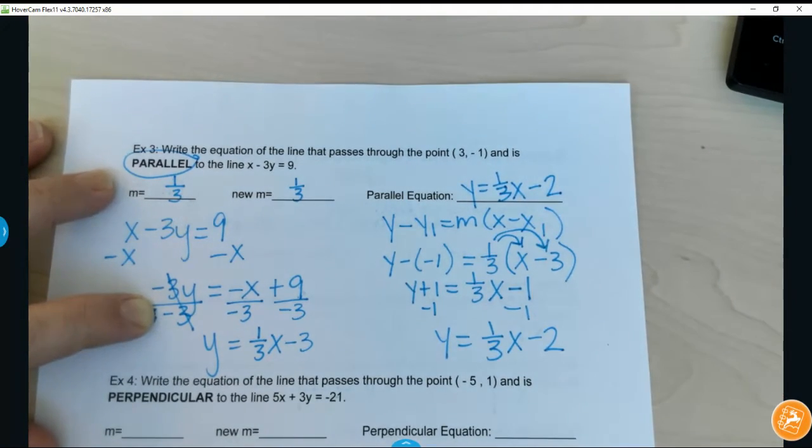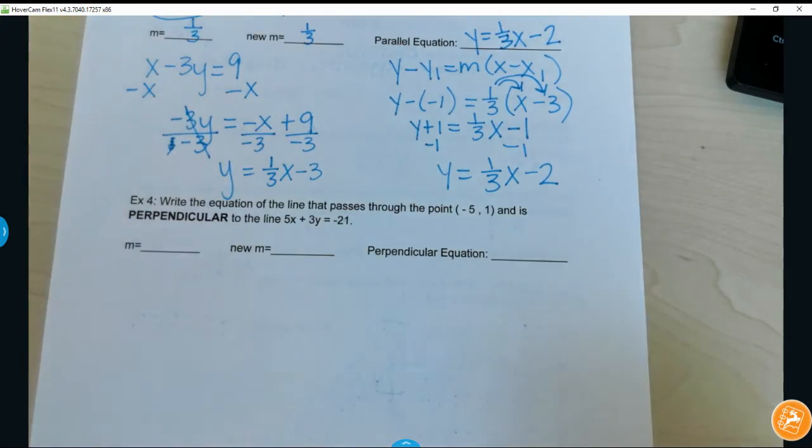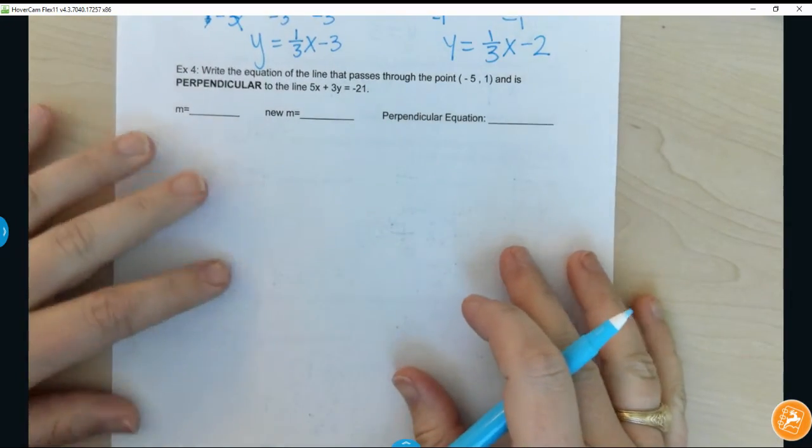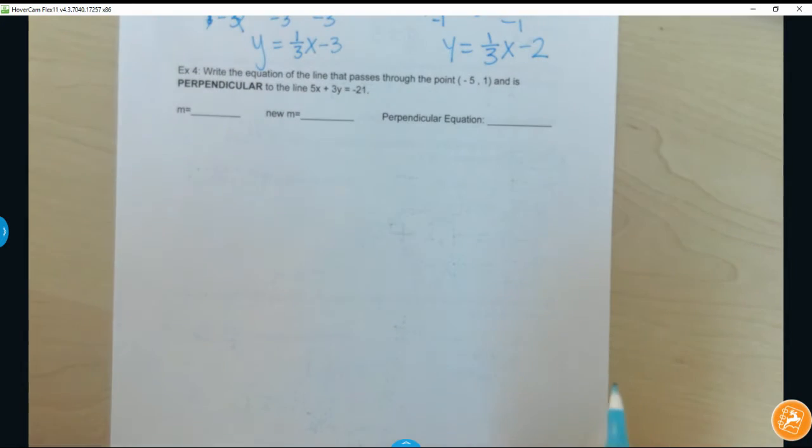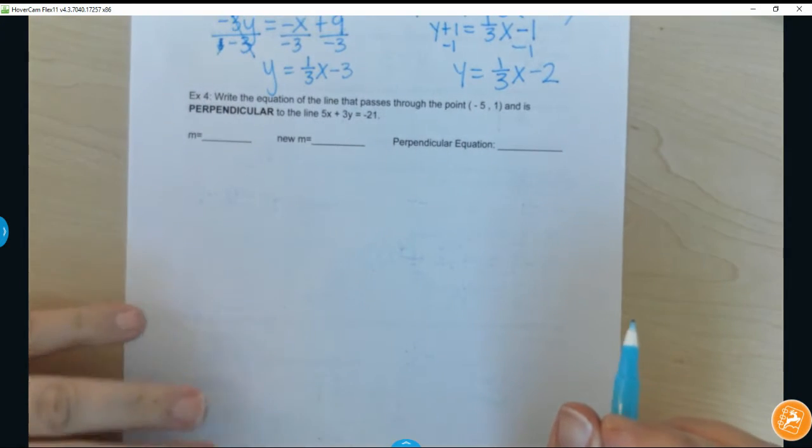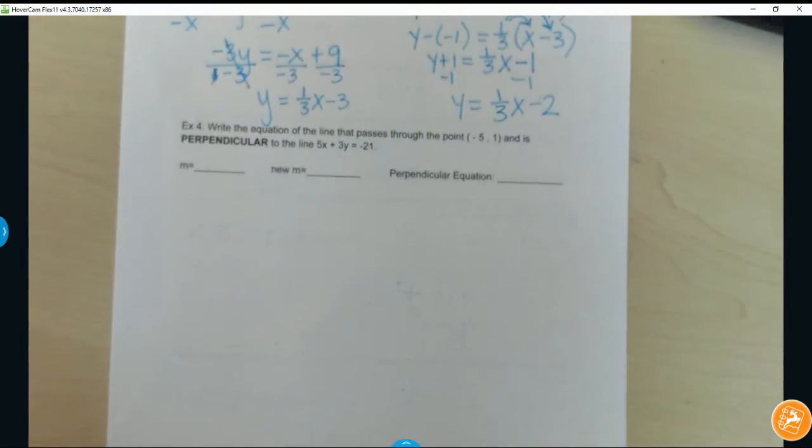Okay, last example. Write the equation of a line that passes through the point -5, 1, and is perpendicular to the line 5x plus 3y. Fix my camera. Sorry about that.